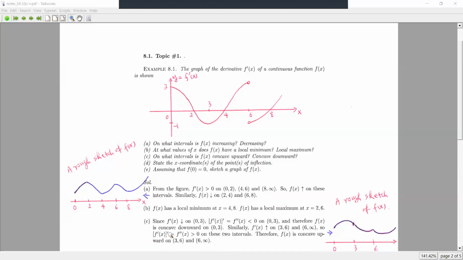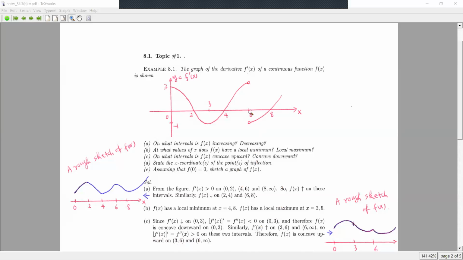The derivative of this function is the second derivative of f, which is positive on the interval 3 to 6. So the second derivative is positive, and the function f is concave up on this interval.